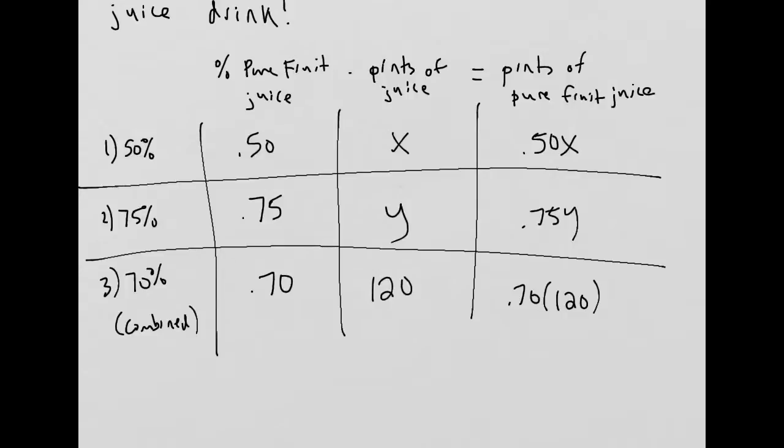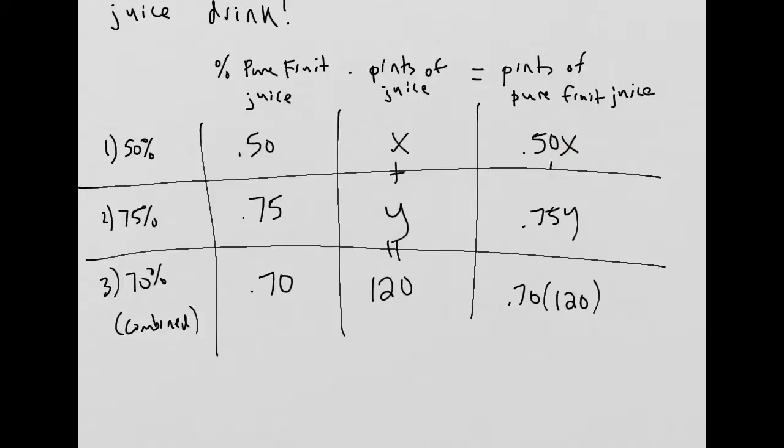And now here's what I know. Well, if we look at the pints of juice, I'm using 120 pints total, but that's really coming from the 50% juice and the 75% juice. So these two have to add together to be 120. Similarly, when I look at the pints of pure fruit juice, that pure fruit juice has to come either from the 50% juice or the 75% juice. So these two have to add together to equal this guy.